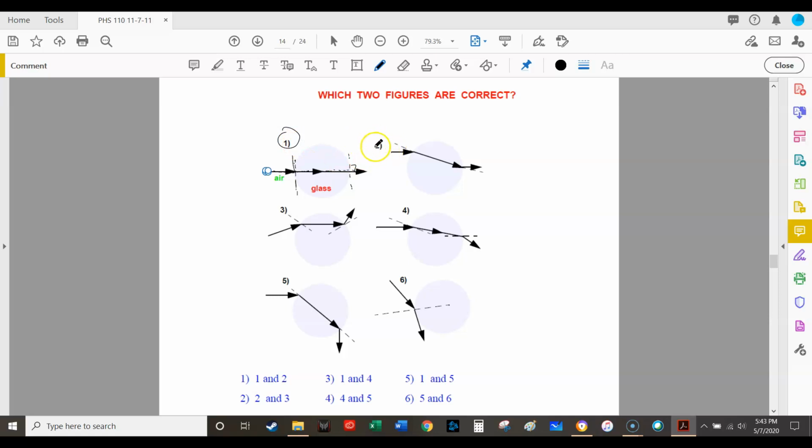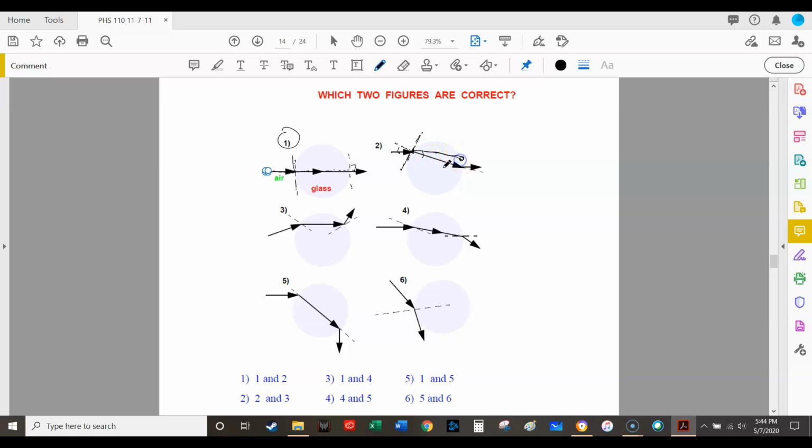Let's try number 2. Number 2 comes in. It hits here. The interface is going to be drawn like this. It's going to be drawn at a tangent to the surface at that point. So the normal line is going to be perpendicular to that. And when it comes in, it should bend towards the normal, but it shouldn't bend that much towards the normal. So when it hits, it should come in and bend like this. So now this is the refracted ray.